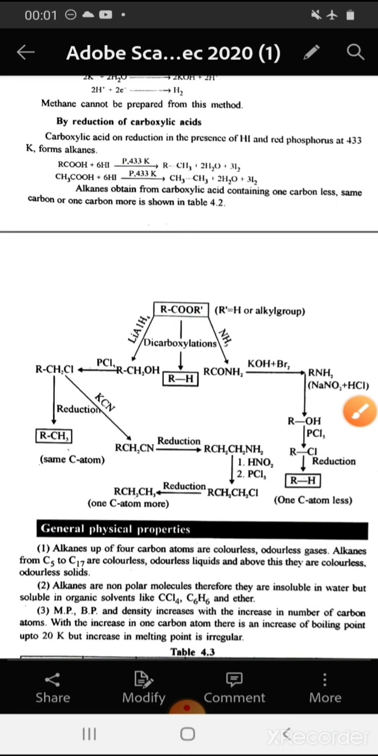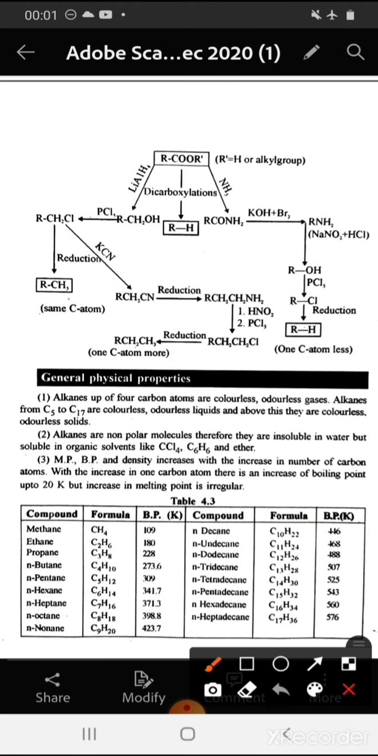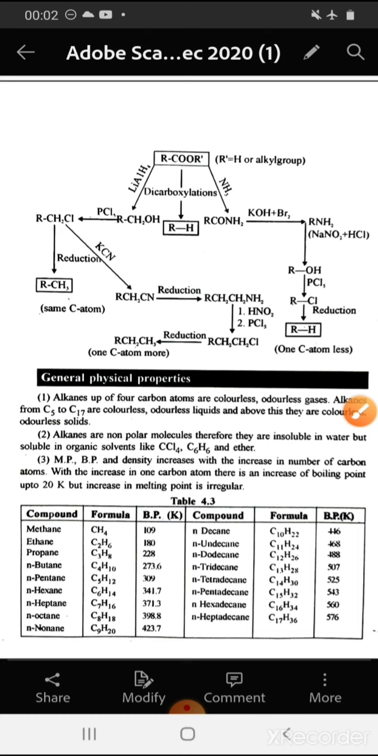Alkanes obtained from carboxylic acid derivatives containing one carbon less, same carbon or one carbon more is depicted in this chart. So here in this chart we see one derivative of carboxylic acid, and this can give reactions to give alkanes in three ways. In the first manner, this derivative of carboxylic acid undergoes decarboxylation and gives alkane containing one carbon atom less.